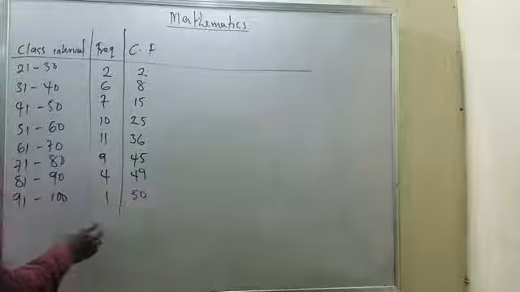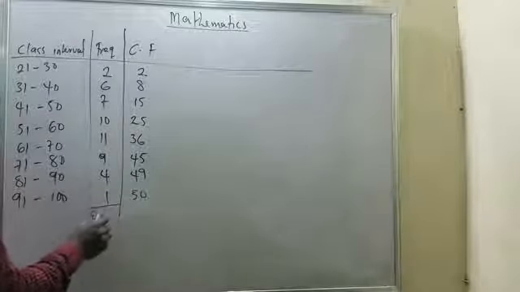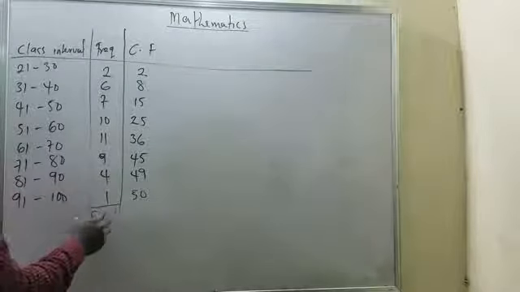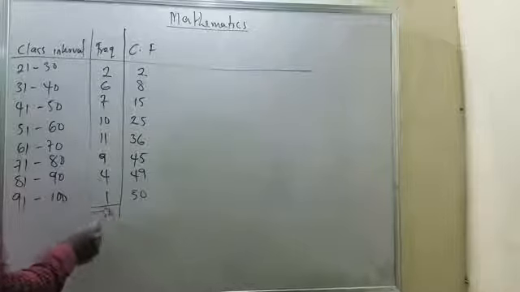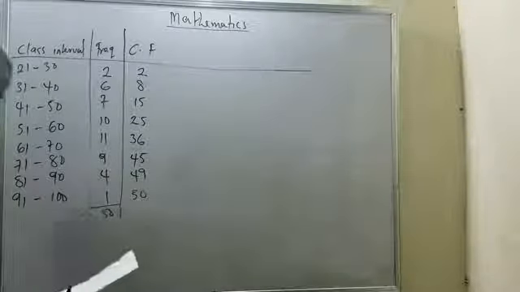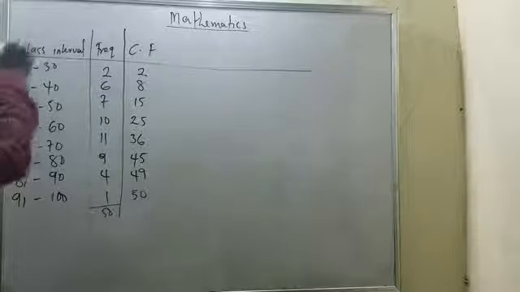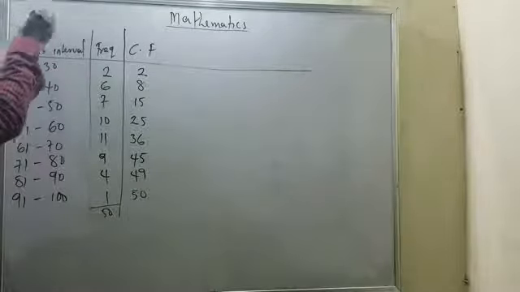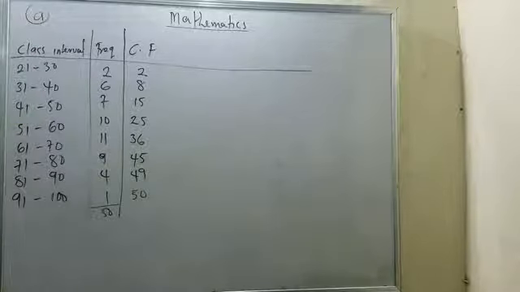And this one will be 50. It means the summation of my frequency, the sum of the frequency, is 50. When you sum the frequency up, it's 50. Please take note of that. Very important. Now, that is the best thing. It means construct a cumulative frequency table for the distribution, which I've done. That is number 1A, which is solved.